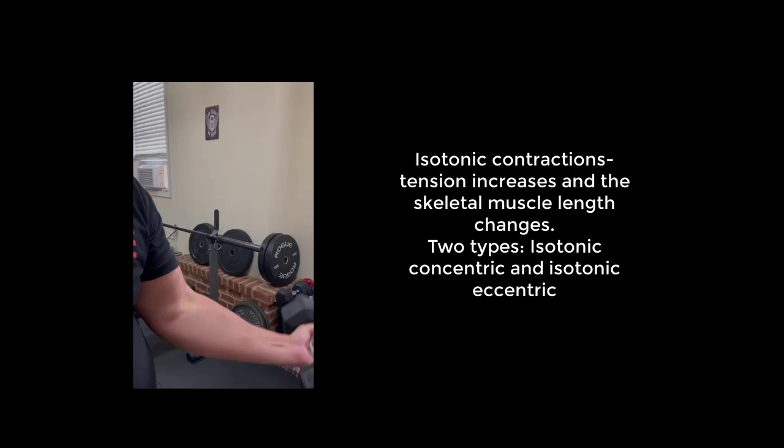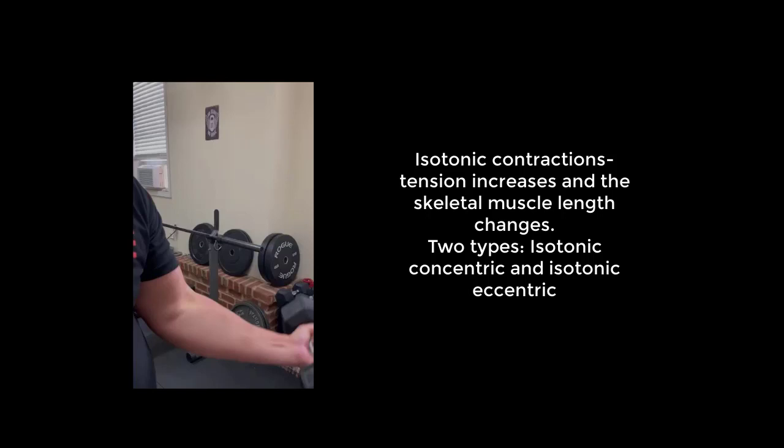Isotonic contractions in general are defined as a movement or contraction when the tension increases and the skeletal muscle's length changes. So lifting weights in the gym would be a great example of an isotonic contraction. There are two types of isotonic contractions: concentric and eccentric.